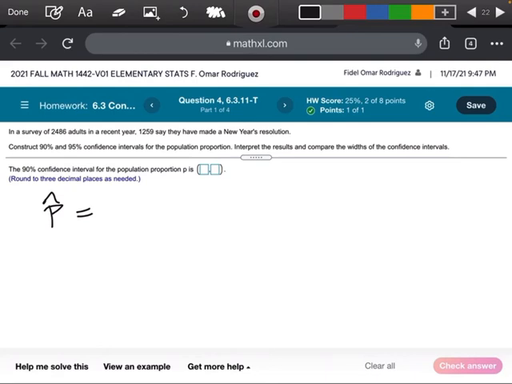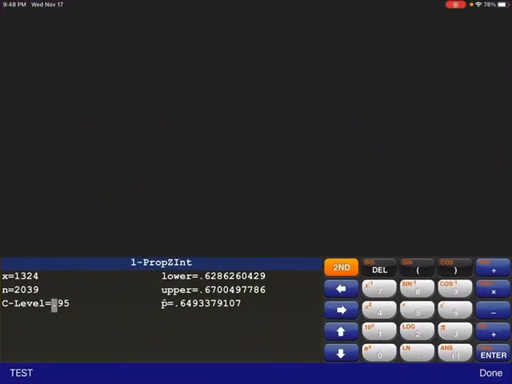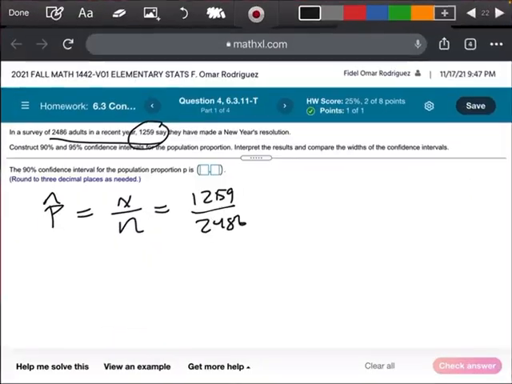Okay, so the first thing we're going to do, y'all, we're going to find our p hat. Our p hat is just what percent of people made a resolution in this particular instance. So it's going to be x divided by my n. So my x in this case is my 1259, and my n is the 2486. Okay, so what I'm going to do is find a decimal approximation for that.